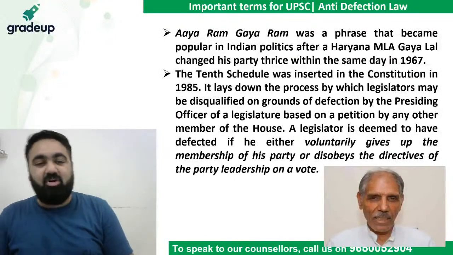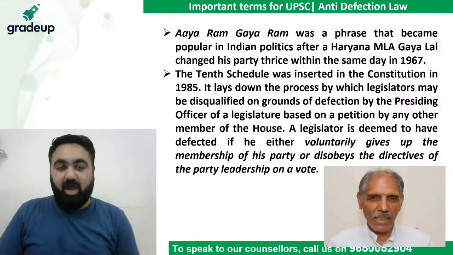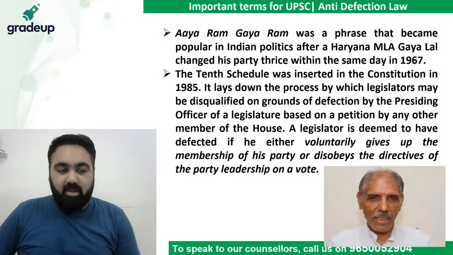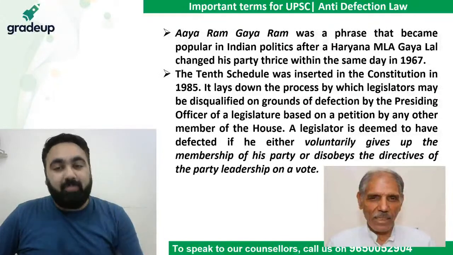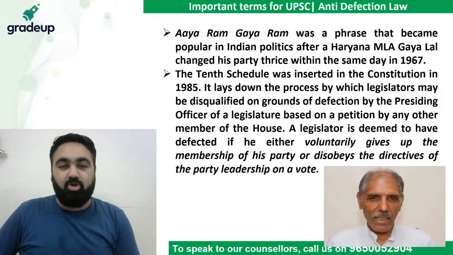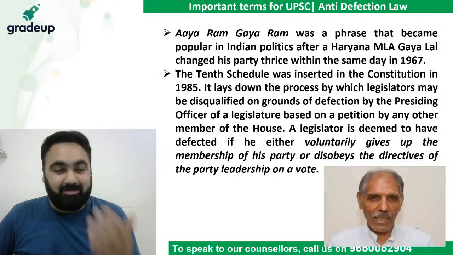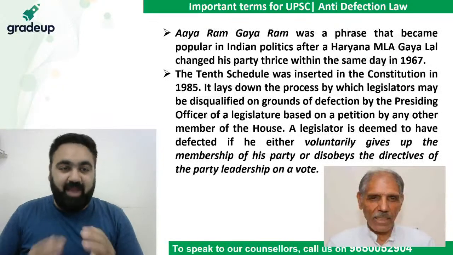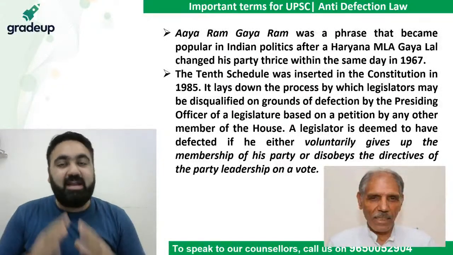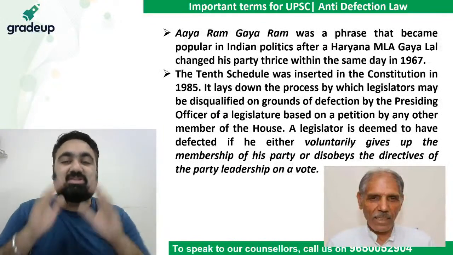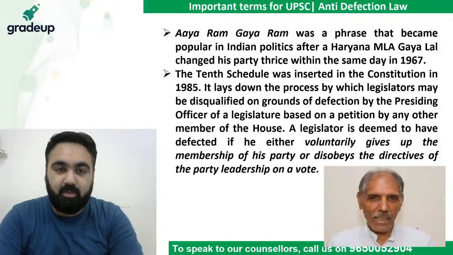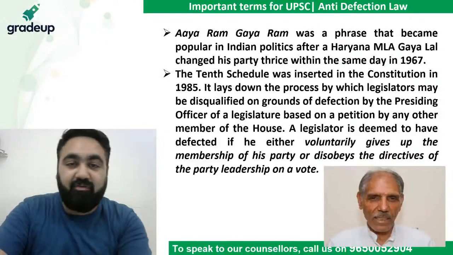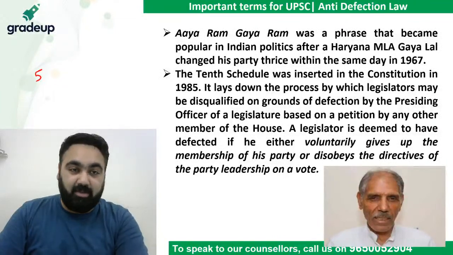Because of this, there was a lot of instability in the government. When the government is running at the center or at the state, and they are not sure if their own MLAs or MPs will vote for them, or whether tomorrow their own MLAs or MPs will join some other political party, the government becomes unstable, and that leads to a lot of problems. So the anti-defection law was introduced mainly to bring stability to the government. It was introduced in 1985 in the form of the 52nd Constitution Amendment.